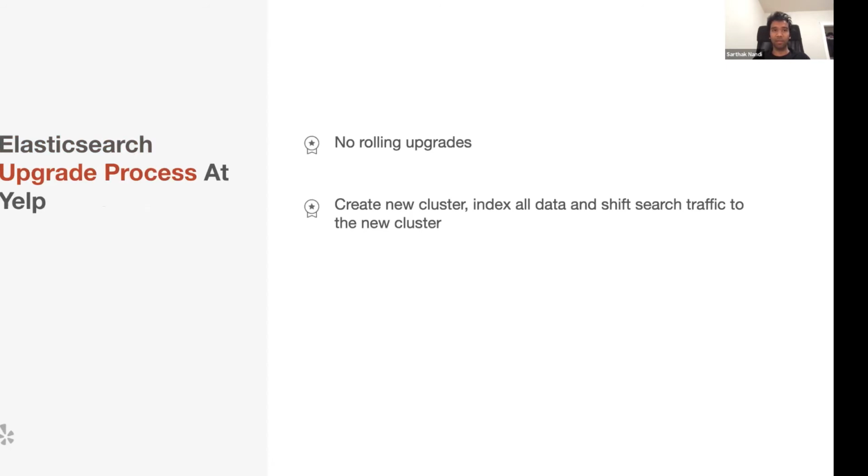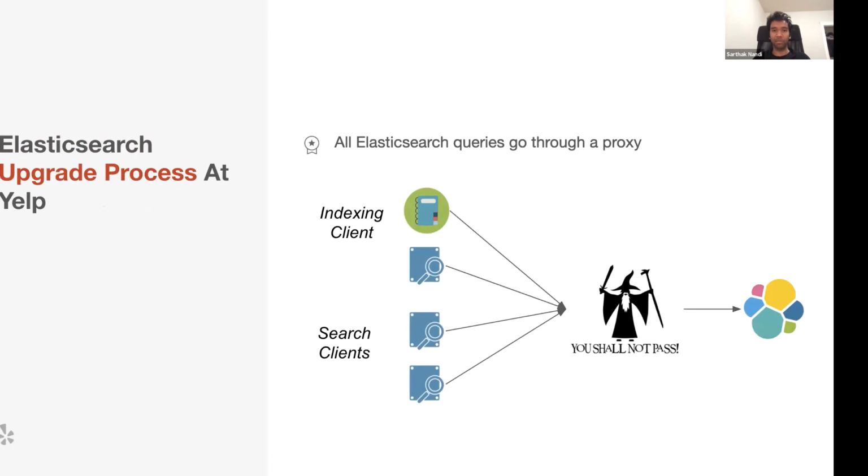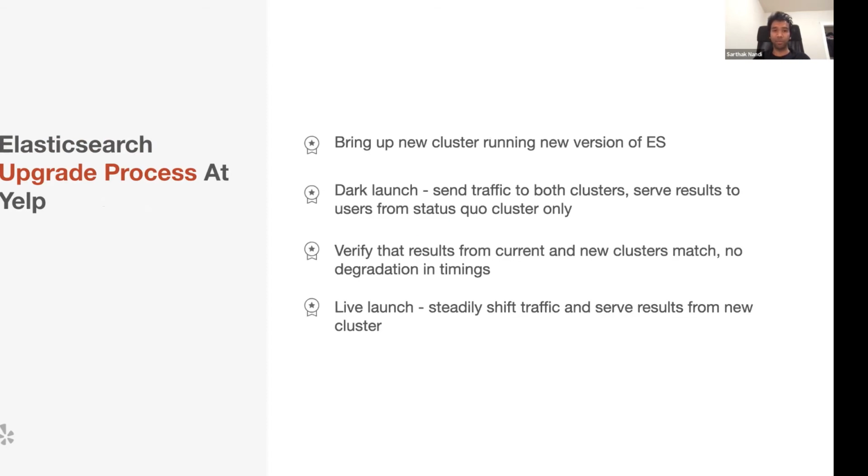Now, I'll give a quick look at our upgrade process because we don't do rolling upgrades, but instead we create a new cluster. We index all of our data to the new cluster, and then we shift the search traffic to the new cluster. We do this with the help of our proxy, which sits in between Elasticsearch and our indexing and search clients. So when we want to do an upgrade, we bring up the new cluster that runs a new version of Elasticsearch. We index all of the data to it, and then we dark launch this cluster. What this means is that we send traffic to both the status quo and the new clusters, but we serve results from the status quo cluster only.